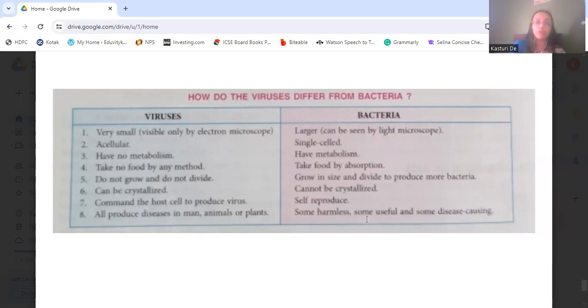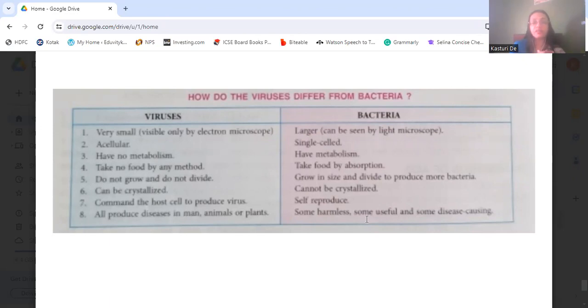They take no food by any method, whereas bacteria take food by absorption. Viruses do not grow or divide outside the host cell, but inside the host cell they behave like a cell. Bacteria grow in size and divide to produce more bacteria. Viruses can be crystallized, bacteria cannot be crystallized. Viruses command the host cell to produce the virus, whereas bacteria self-reproduce, so do not command anyone.